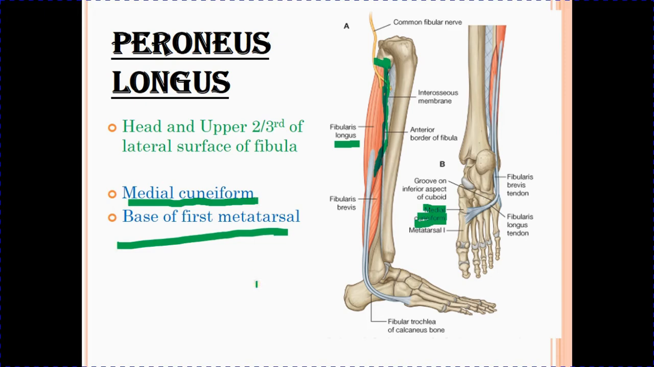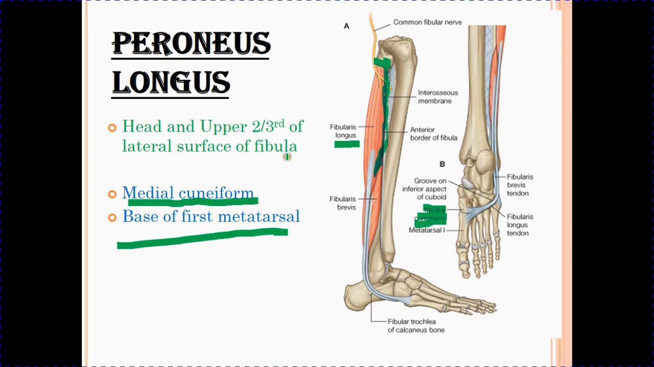Does something come to mind now? Which muscle was inserted into the medial cuneiform and the first metatarsal? It was the tibialis anterior muscle. So there are two muscles that insert at the same place, peroneus longus and tibialis anterior muscle. I am revising this muscle.